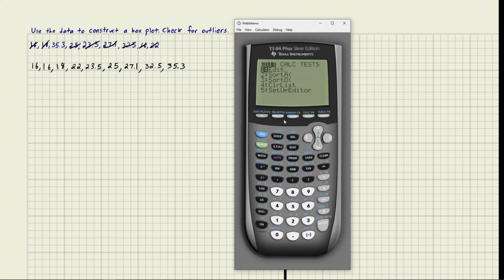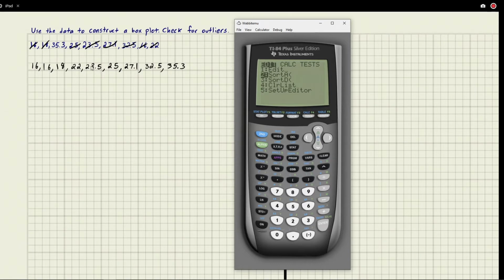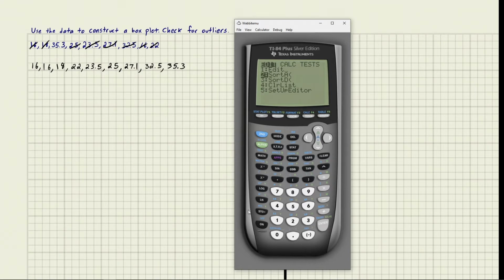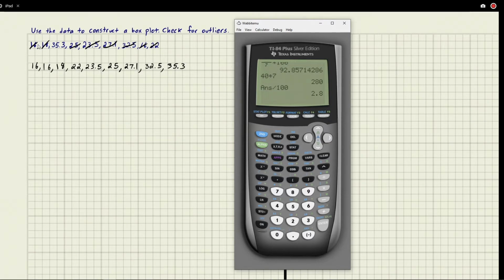If you have a lot of numbers, you can enter them in the calculator into a list, and then you can use the sort command to automatically do this for you. So if you have a lot of numbers, I would recommend that. As long as you make sure you enter them in accurately, you could still make mistakes. So now that our numbers are in order, we can go ahead and begin to look for the things we need for a box plot.